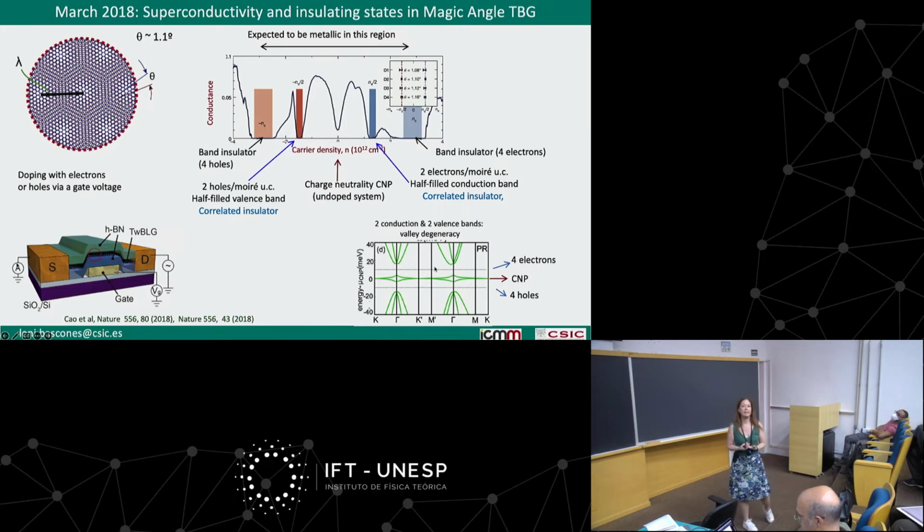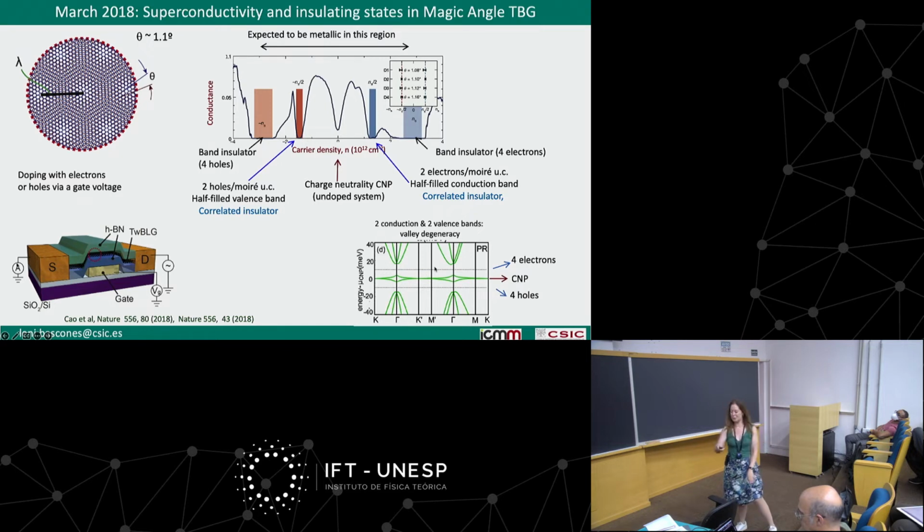So what this is telling us is that we cannot explain these insulators just with a standard band structure. This is really telling us that the correlations are behind this insulating behavior. So the situation was even much more fun.